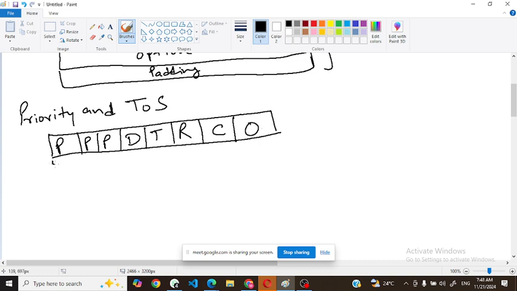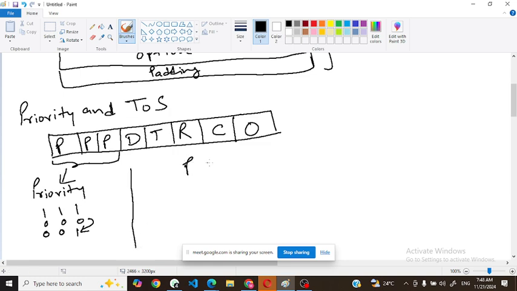So these 3 bits belong to priority. If these 3 bits are 1 1 1, it means it has a higher priority. If these 3 bits are 0 0 0, it means it doesn't have any priority. Suppose it is 0 0 1, so it has a greater priority than that. Okay, are you getting my point?